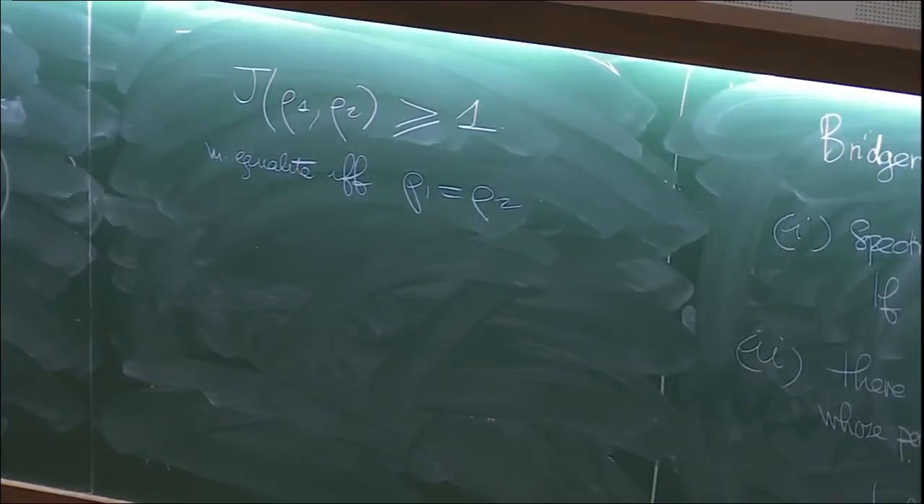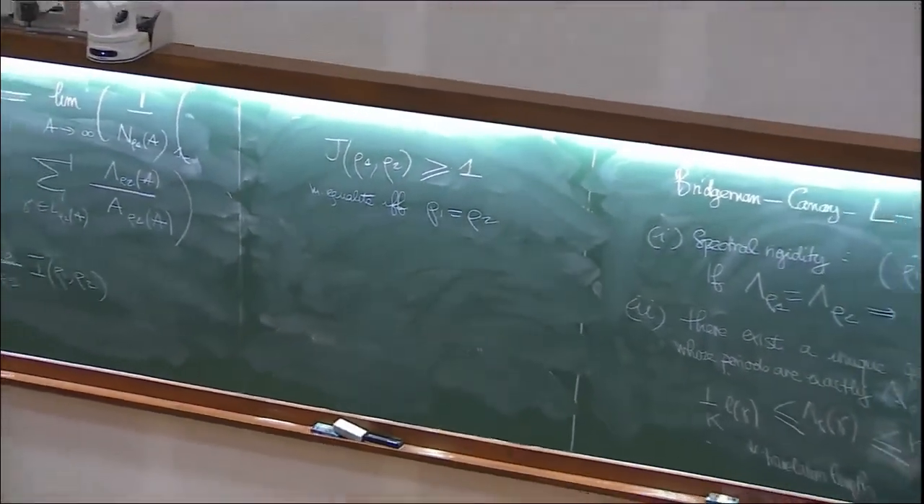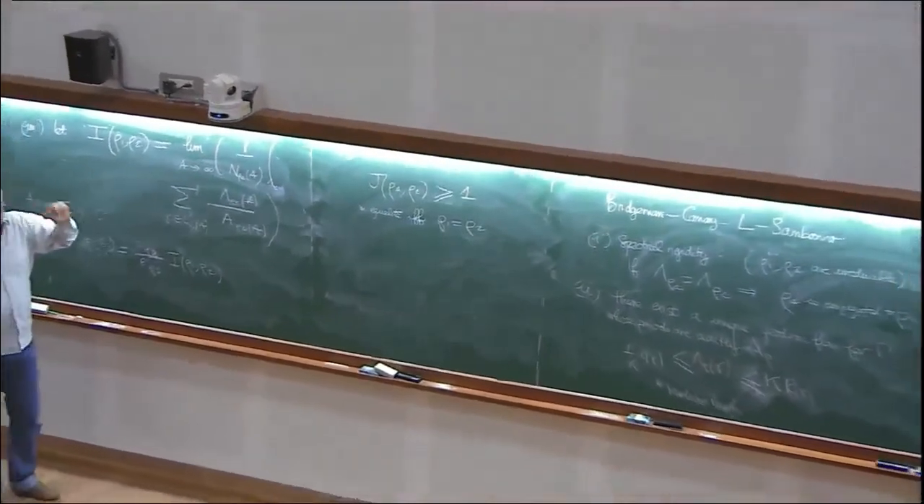Okay? So, something puzzling? The definition is asymmetric. This intersection is not symmetric in rho 1 and rho 2. Okay?